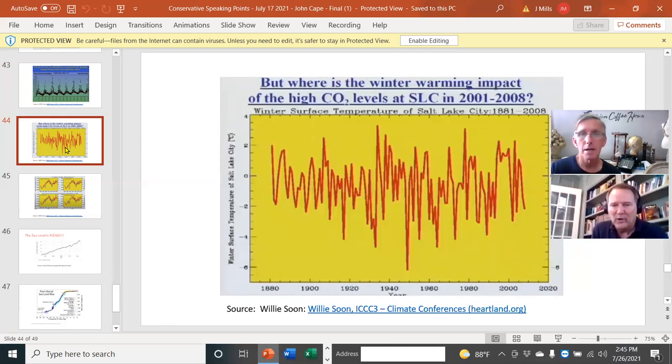Now this next graph is from the same area. It's also from Salt Lake City over the same time period. And this is from Willie Soon, a climate scientist who has been working with the Smithsonian. His question is, okay, we just saw that there are high CO2 levels in Salt Lake City. When you look at this graph, where exactly does it look like there was any spike in temperature? Because he's only showing winter temperatures here. And so it's just kind of showing there's a randomness that's not reflected in CO2.